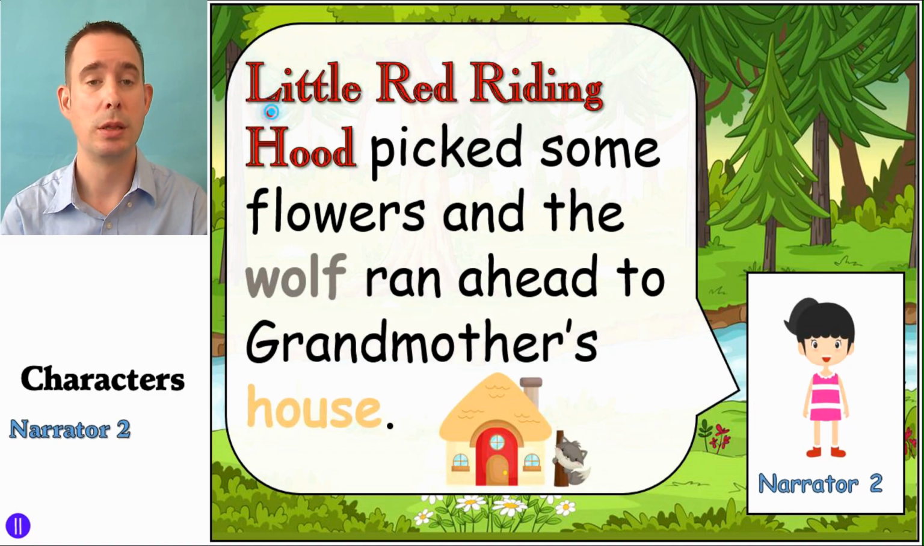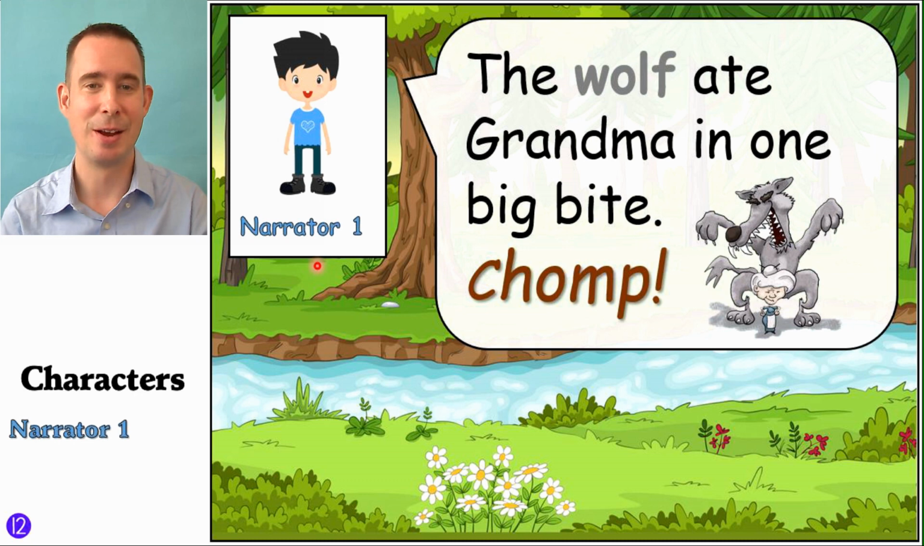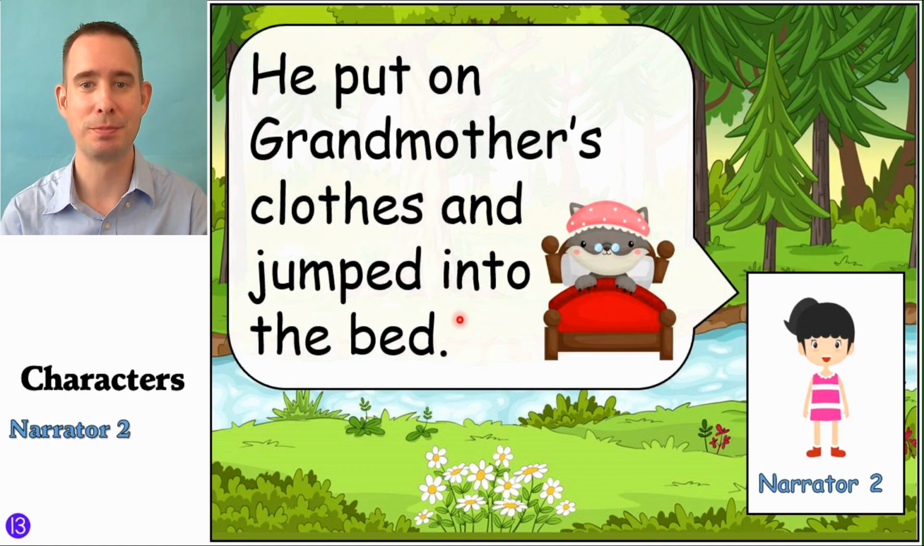Narrator 2. Little Red Riding Hood picked some flowers, and the wolf ran ahead to grandmother's house. So, while Little Red is busy, the wolf's going to go to grandma's house. And what does he do at grandma's house? Here's narrator 1. The wolf ate grandma in one big bite. Chomp! And look at that picture. Just one gulp. In the tummy he goes.